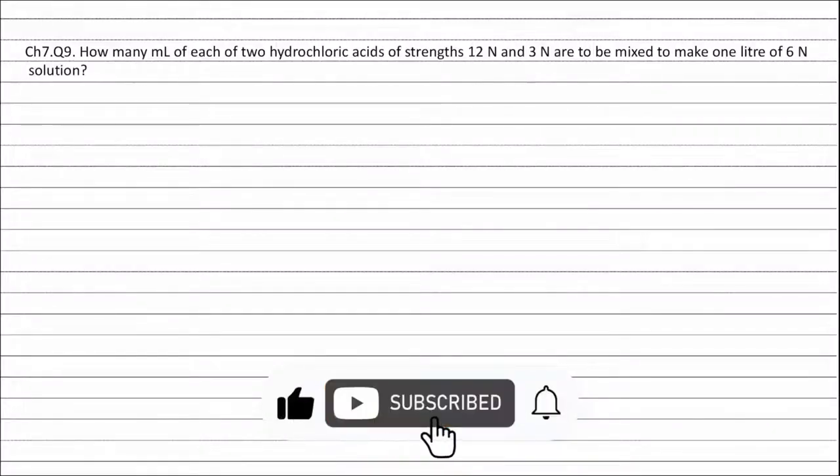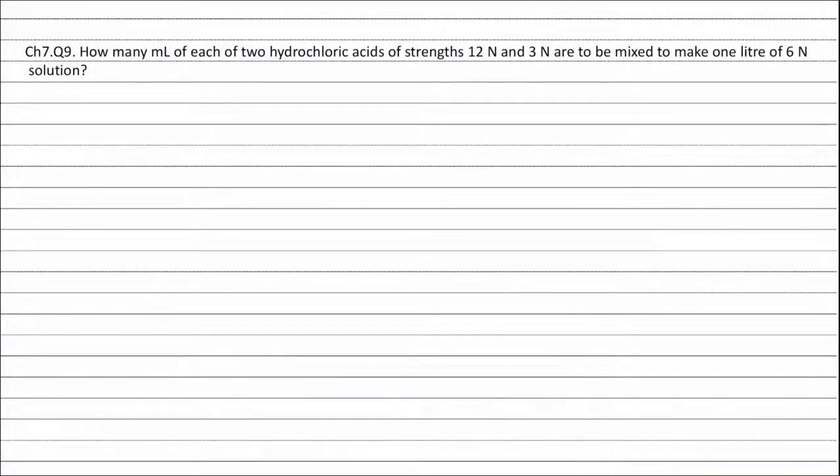Question 9. How many milliliter of each of two hydrochloric acids of strengths 12N and 3N are to be mixed to make 1 liter of 6N solution? The volume of the solution, which is formed by mixing of the hydrochloric acids of strength 12N and 3N, is 1 liter or 1000 milliliters. Let the volume of the hydrochloric acid of strength 12N be V milliliters. Therefore, volume of the hydrochloric acid of strength 3N will be 1000 minus V milliliters.